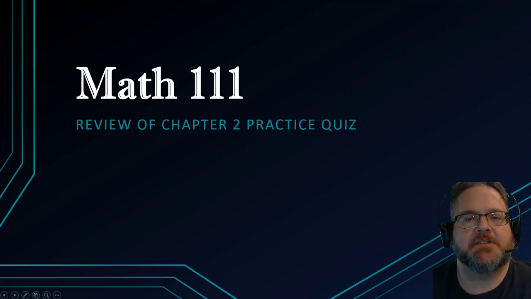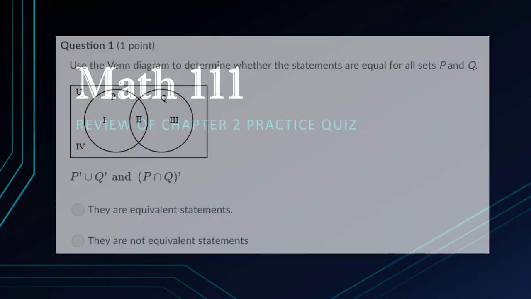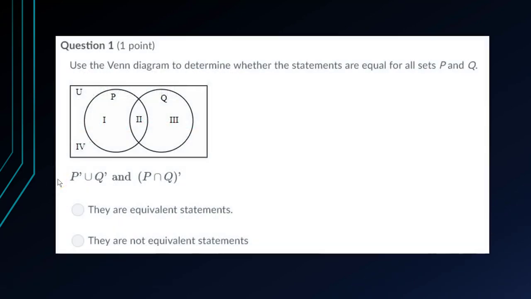This is part one of two videos where we're going over the problems that you were asked to do on the practice quiz for chapter 2. So the first question that you were given on the practice quiz was that you were given this Venn diagram, and you were asked to use it to determine whether the statements are equal for all sets P and Q.